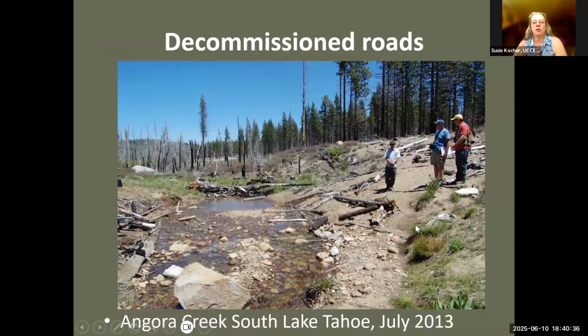Here's a picture with Richard. We did a workshop up here in South Lake Tahoe in 2013. That's already a really long time ago. But post Angora fire, the Forest Service decided that this road was no longer needed. And so they did what we just showed you, took out the culvert, removed the perched fill, and returned it to a natural stream bed. I mean, natural sort of, like you can sort of see.